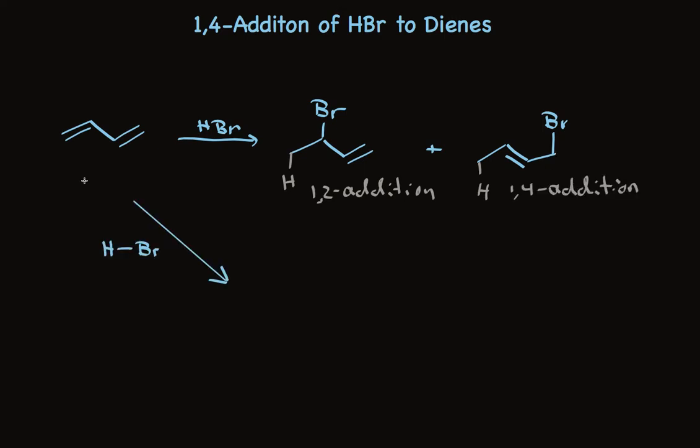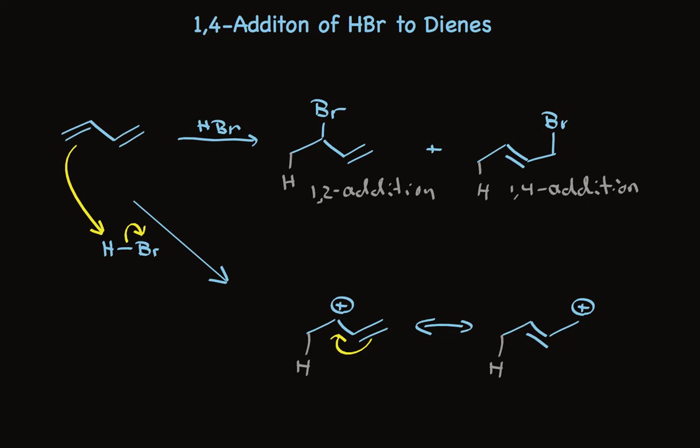So using our arrow pushing, we picture a pair of these pi electrons being used to form a bond with this proton, and this pair of electrons stays with bromine to form bromide. This forms an allylic carbocation, which is resonance stabilized. We picture this pair of pi electrons moving over here to leave a positive charge on the end carbon.